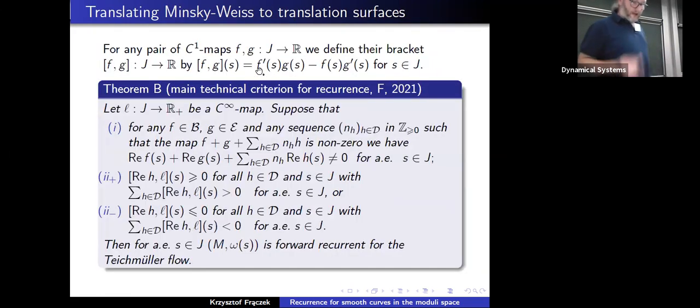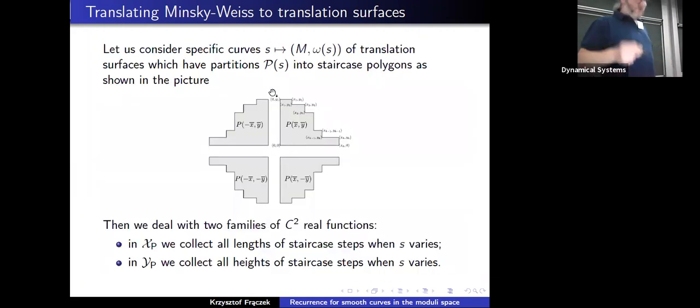Okay, and under these assumptions, for almost every surface on our curve, its forward semi-orbit is recurrent, which implies that the vertical flow for almost every starting surface is uniquely ergodic by Masur's result. Fortunately, this result has a nicer brother.